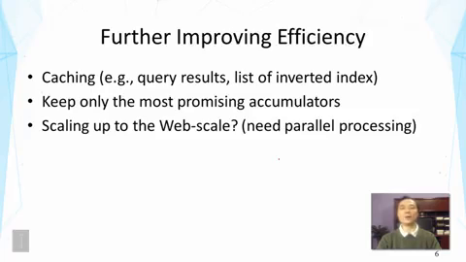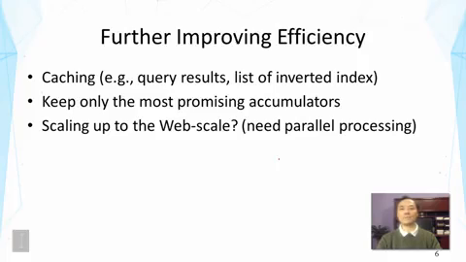We can also keep only the most promising accumulators, because a user generally doesn't want to examine so many documents. We only need to return a high quality subset of documents that likely are ranked on the top. For that purpose, we can then prune the accumulators. We don't have to store all the accumulators. At some point, we just keep the highest valued accumulators.